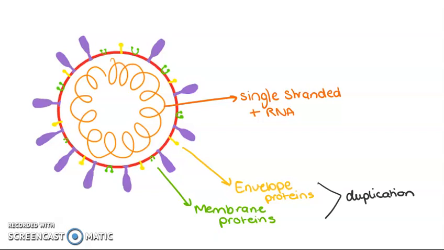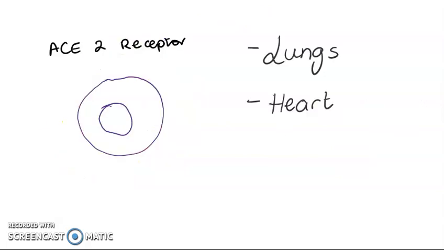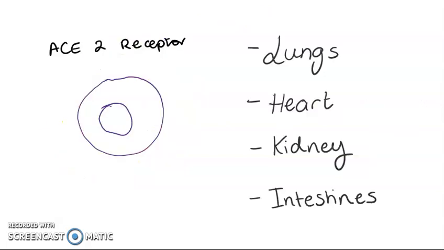Alongside this are also club-shaped glycoprotein projections called spike or S proteins. These S proteins dock at ACE2 receptors on the surface of the human cell before entering and taking over the cell altogether. These ACE2 receptors are abundantly found in the lungs, heart, kidney, and intestines.